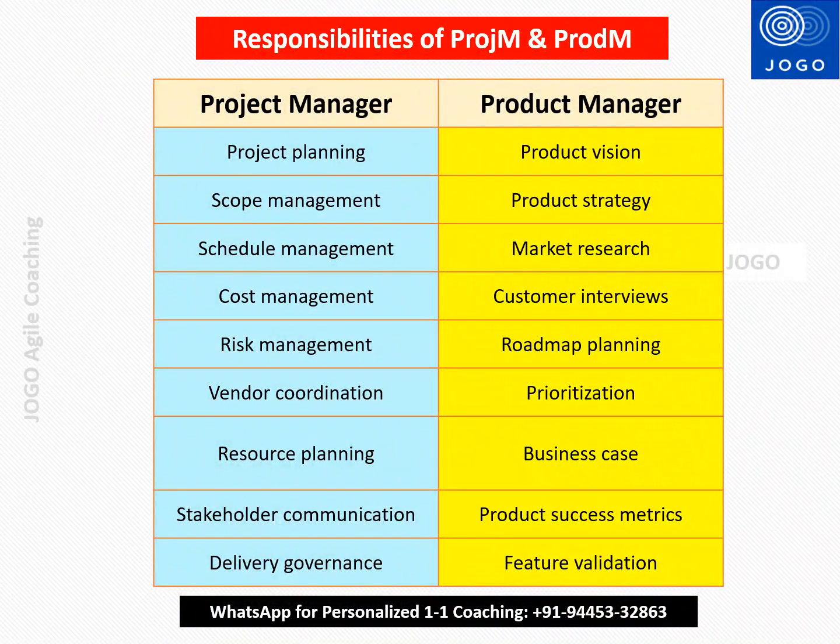When we talk about project management and product management, we will have two different people to do these activities. Project management will be done by the project manager, and product management will be done by the product manager. Let us understand the key responsibilities of the project manager and product manager. The project manager will do project planning, scope management, schedule management, cost management, risk management, vendor coordination, resource planning, stakeholder communication, and delivery governance. Governance is having meetings, doing the reporting, everything. So the key responsibilities of the project manager are mentioned on the left side.